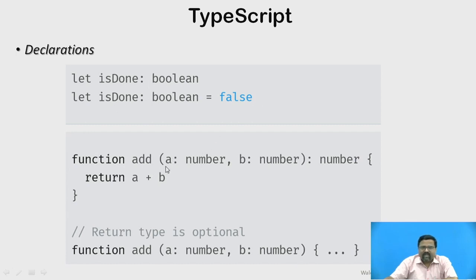Here a is a number, b is a number, and this function returns a number. This is the return type of this function. So this is a function definition. Most of the syntax is Java, C++ style, but here and there the syntactic category is different. Then the return type is optional for the function. You may omit the return type here.